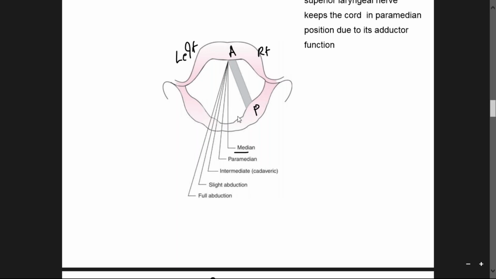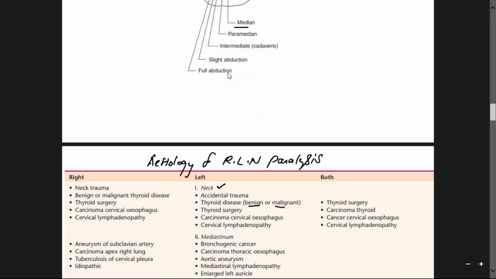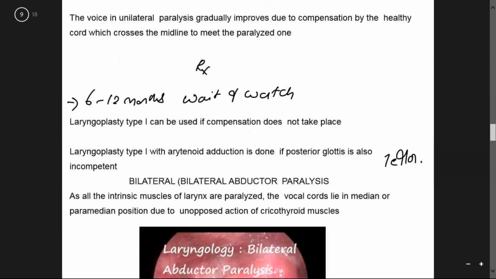How you medialize, I'll tell you in the next class. But you medialize this paramedian here, so that it meets here, so that the voice function improves and the breathy voice improves over a period of time. So that is type 1 thyroplasty, remember that.